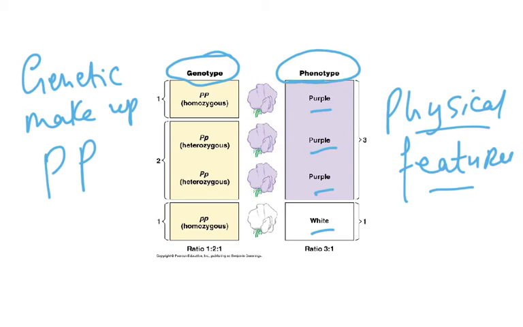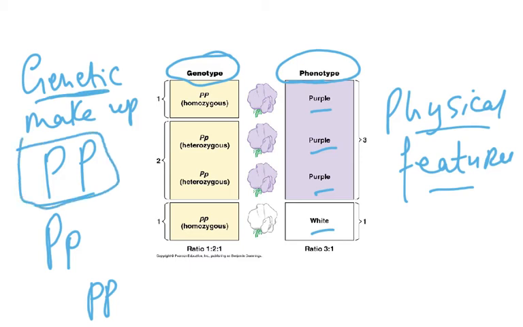If you say big P, big P, that means it is homozygous dominant. If you say big P, small p, then it's heterozygous. And if you say small p, small p, then this is homozygous recessive. If I ask you for the genotype, you're going to give me these letters.